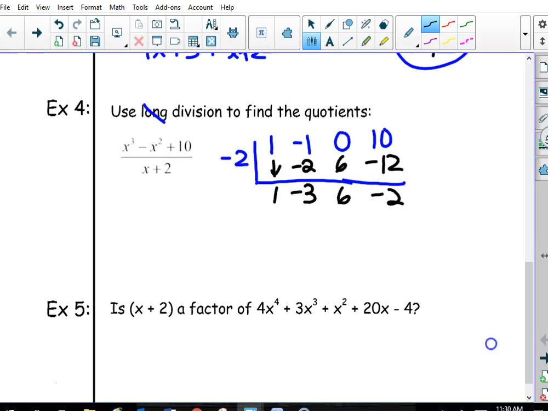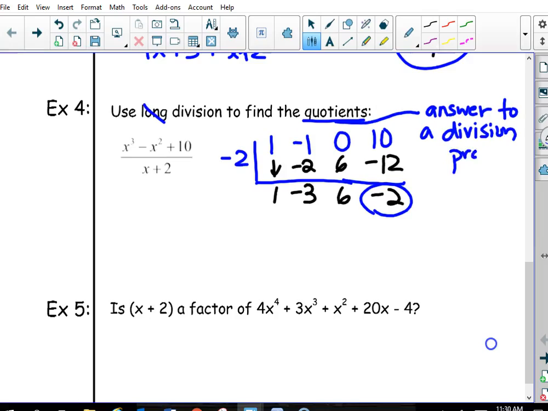Alright, again, it did not go in evenly because our remainder here is non-zero. So the quotient, oh, by the way, this means the answer to a division problem. So I don't know why they just don't ask you for the answer, but that's the way math works. They want to put everything in difficult to understand terms.